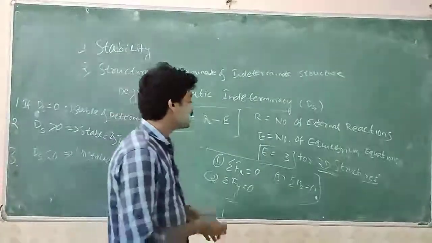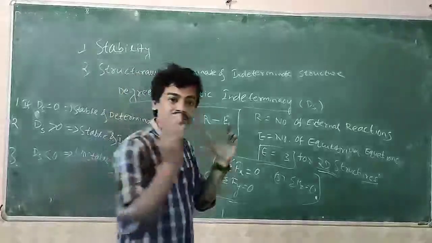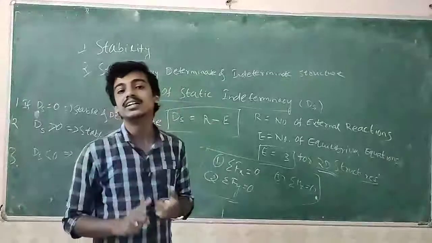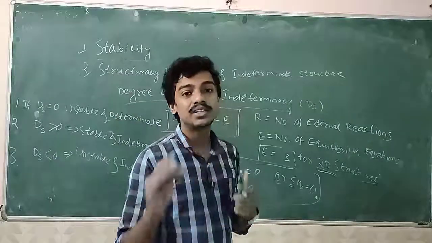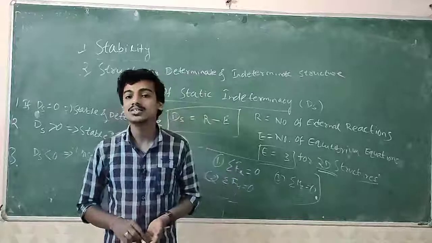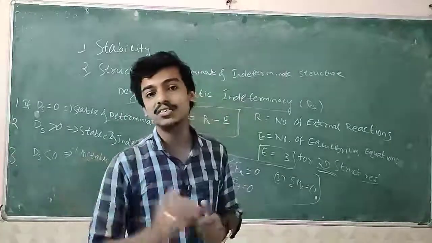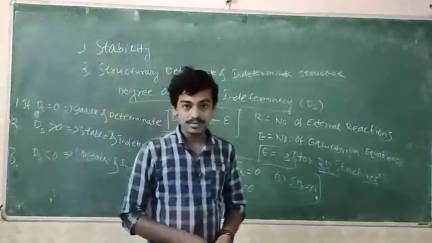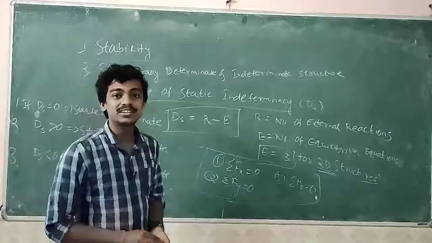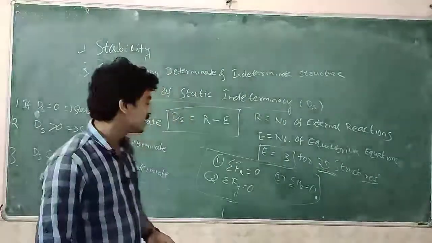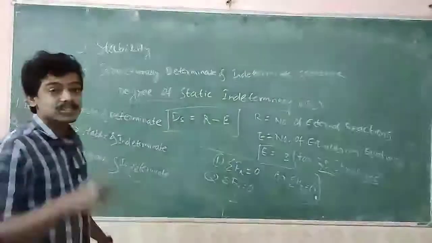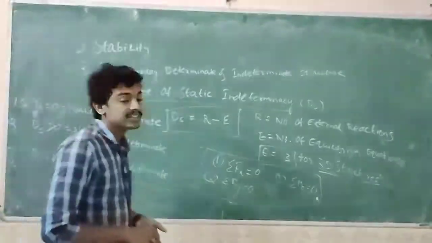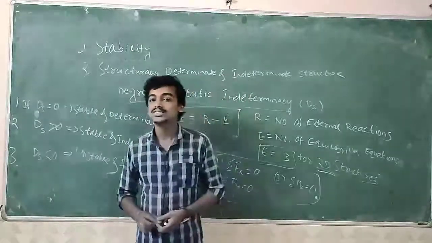Okay. So if the number of equilibrium equations is equal to the number of unknowns, that both are equal, you are getting 0 value, that is determinate. It means you are able to calculate the unknown forces. But if you are unable to find out the unknown forces due to the smaller number of equilibrium equations, then you need more compatibility equations. So this is all about static determinacy, indeterminacy and stability.